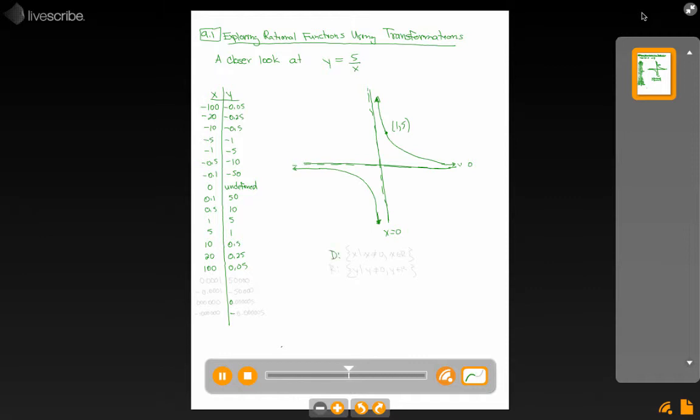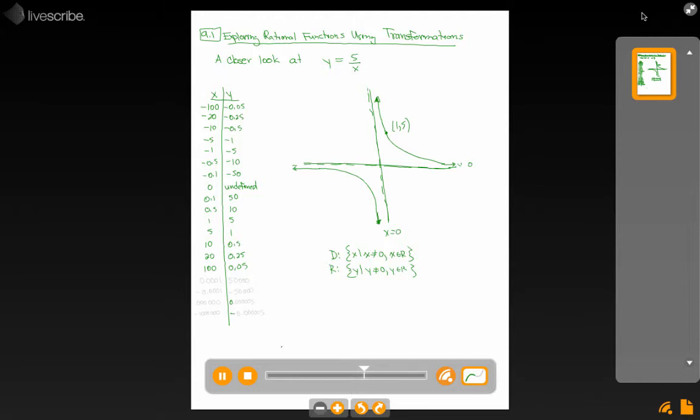Domain and range would be important things for us to discuss here. The only thing that x can't be is 0. So if you just stated that and x is an element of all real numbers, that would be the domain. The range is actually the same idea. Y can't be 0. Otherwise, all real numbers are just fine.